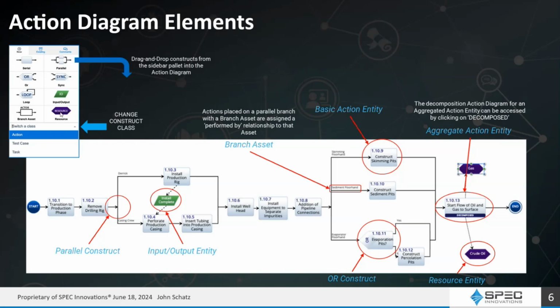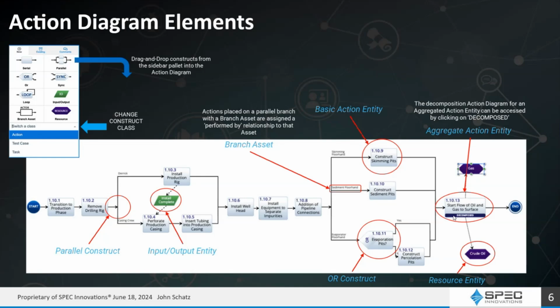Down here at the bottom, you can see this is a resource that we've dragged on. And here we have an action with the word decomposed at the bottom. Whenever we see a decomposed, what that means is that there's child actions that are sitting underneath that action. So in this case, if we were to click on that bar down here at the bottom that says decomposed, it would take us into the lower level diagram.